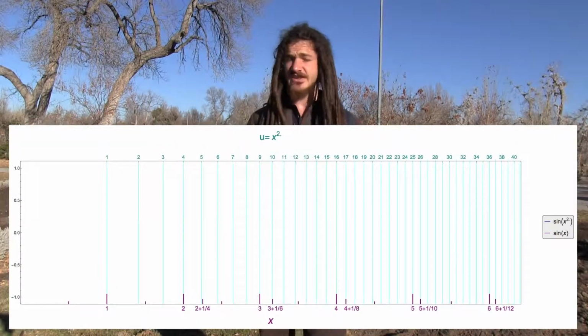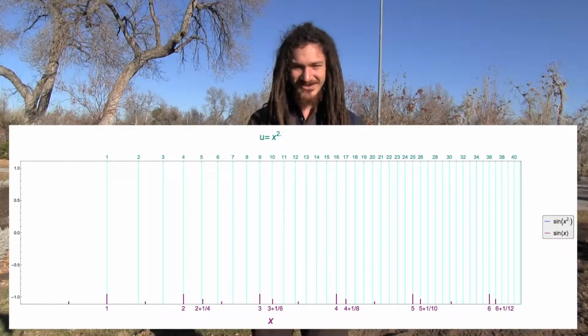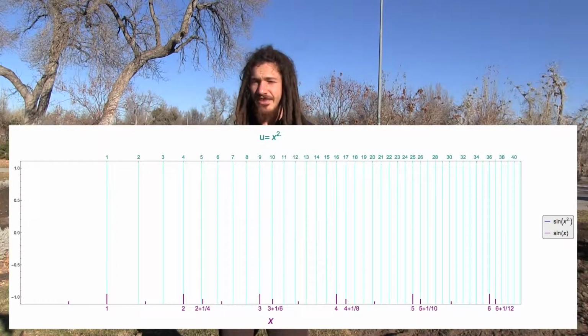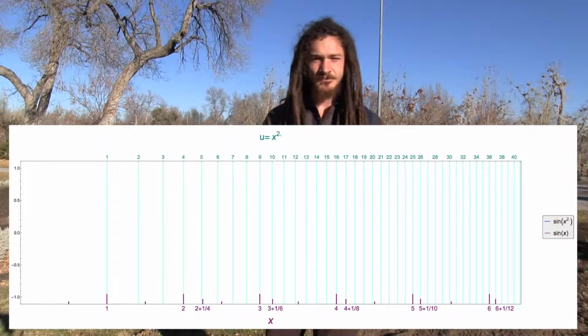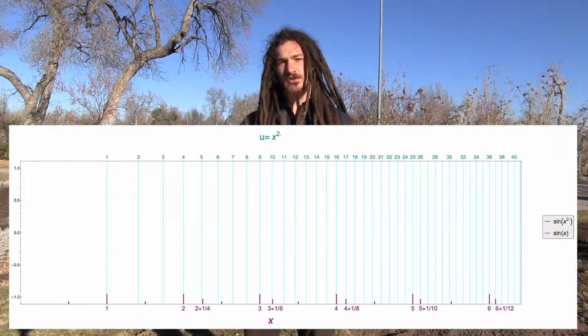So the question is, how do you know exactly how scrunched it is? How did we know that at 5 it was only going to be about 1/10 of a unit to get from 25 to 26? The answer is that we know how fast x squared changes with respect to x. If it's changing 10 times faster at 5, which it is, then it stands to reason that you would get from 25 to 26 in only 1/10 of a unit of x. So the scrunching is the derivative of x squared.